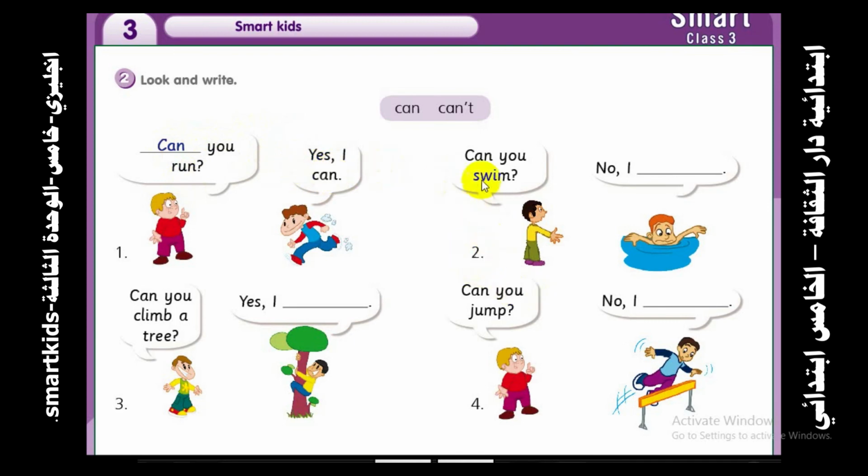Number 2. Can you swim? No, I. Of course if he said no, then the answer is can't. No, I can't. Number 3. Can you climb a tree? Yes, I can or can't? Yes, can. Number 4. Can you jump? No, I can't. Of course since he said no, I can't. It's clear from the picture.